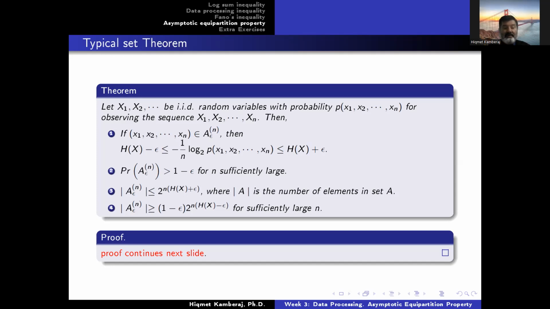And third, the absolute value of A epsilon n, which is the cardinality of this typical set, is less than or equal to 2 to the power n (H of X plus epsilon), where the absolute value of A is, as I said, the cardinality or the number of elements in the set A. And the cardinality of A epsilon n is greater than or equal to 1 minus epsilon times 2 to the power n (H of X minus epsilon) for sufficiently large n. We are going to prove all these four parts of the theorem in the following.